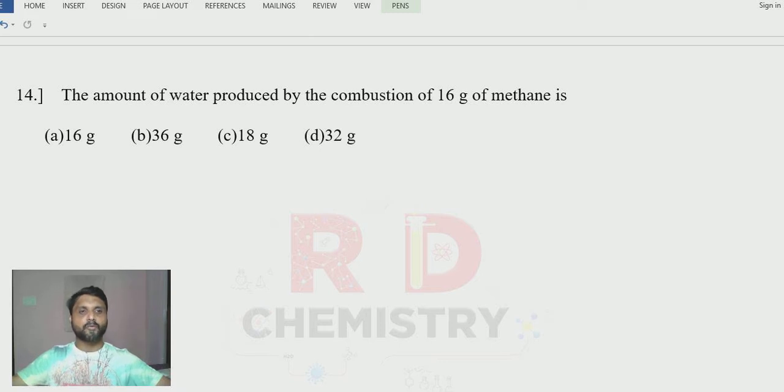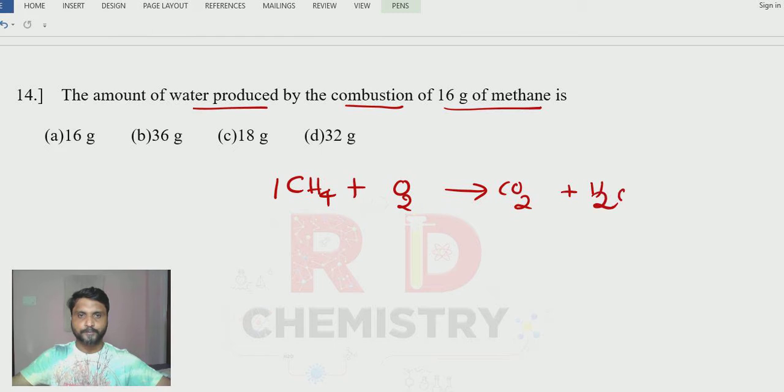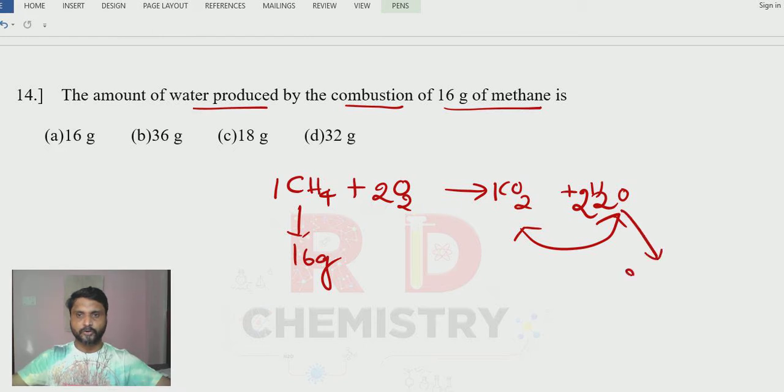Next question. The amount of water produced by the combustion of 16 grams of methane. Combustion means it reacts with oxygen. So consider 1 mole of methane reacts with oxygen to give carbon dioxide and water, H2O. By the equation, 1 mole of carbon, hydrogens are 4 in number, so 2 water molecules, and oxygen therefore becomes 4 in number, so it will make 2 here. The molar mass of methane is 16 grams. 16 grams of methane gives 2 into the molar mass of water, which is 18. So 2 into 18, 36 grams are obtained. Therefore the answer is option number B here.